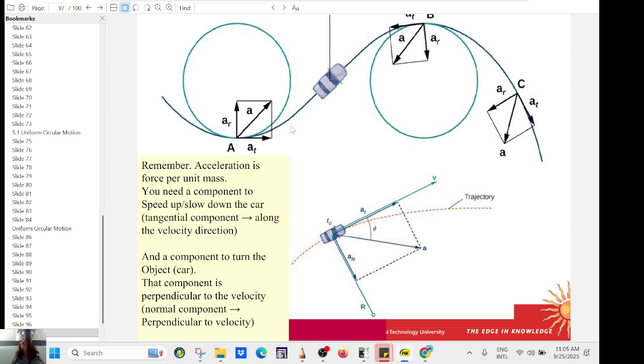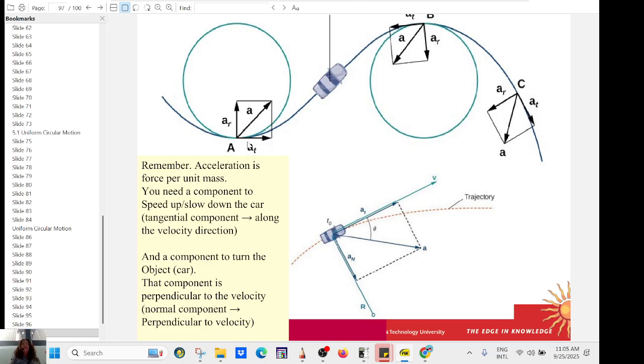Do you agree? Now we can define two components of the acceleration. Instead of x and y, it makes more sense to have a tangential acceleration and a radial acceleration. So remember, an acceleration is just a force. This force here is parallel to the velocity. It's going to pull the car forward.